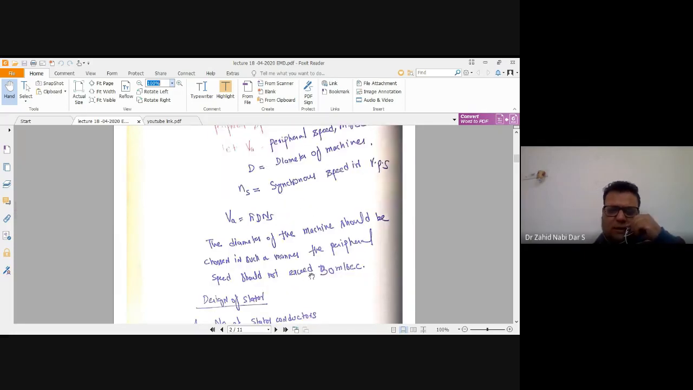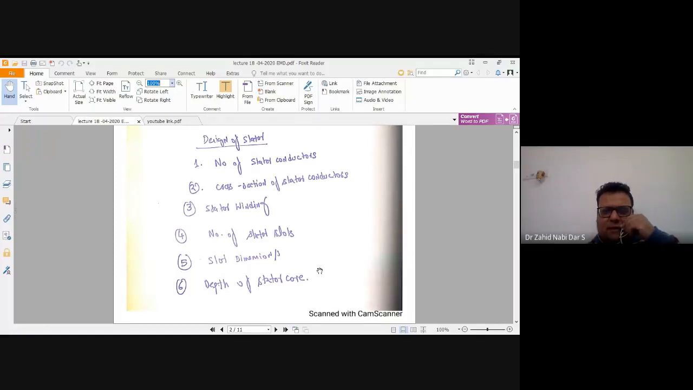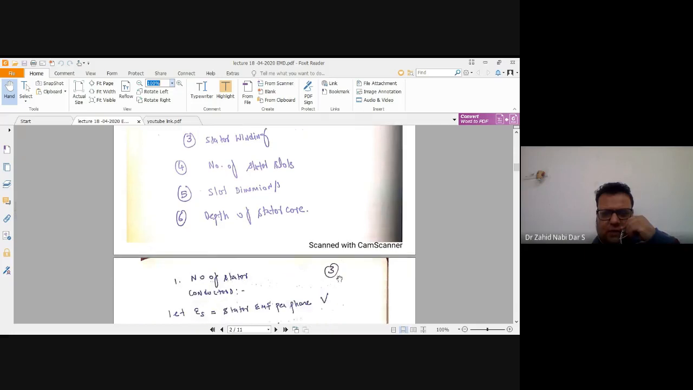Now this was about the elementary dimensions and the output equation. Now there are certain constraints while we are designing the stator. In designing the stator, first, how do we calculate the number of stator conductors? Second is the cross section of stator conductors. The third point is the stator winding design. The fourth point is how do we calculate the number of stator slots. Fifth is your slot dimensions. Sixth is your depth of the stator core. So first we'll go for the number of stator conductors.